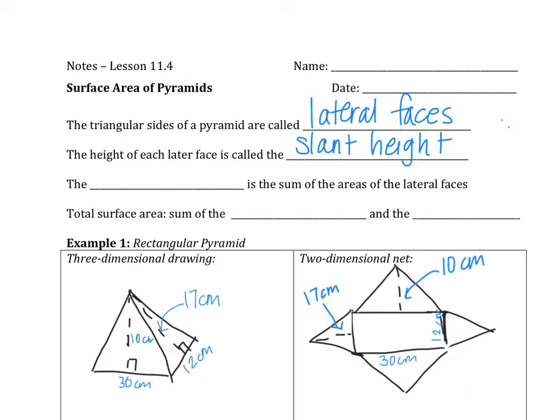The lateral area is the sum of the areas of the lateral faces. Total surface area is the sum of the lateral area and the base area.